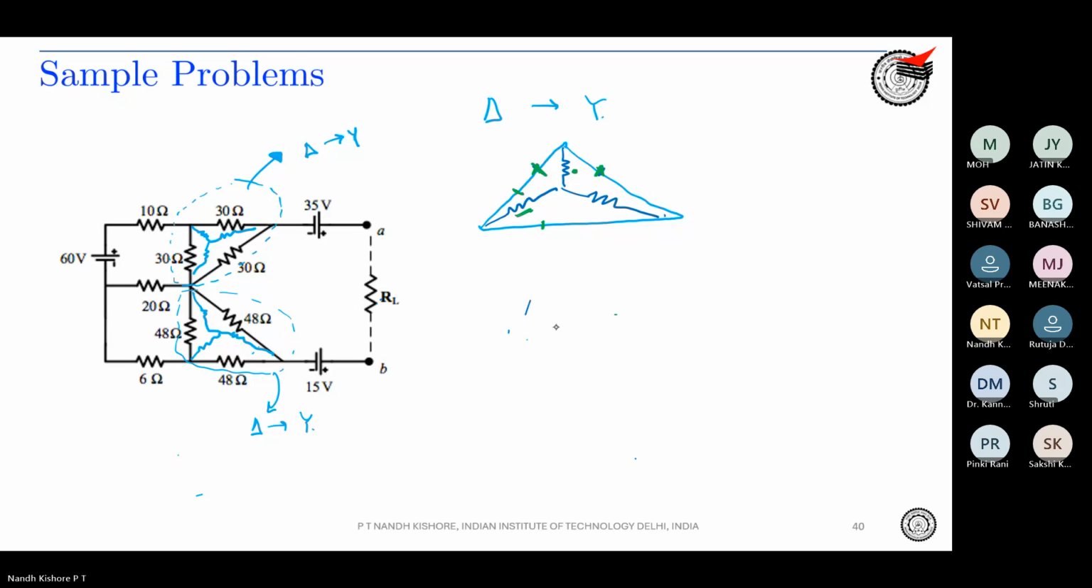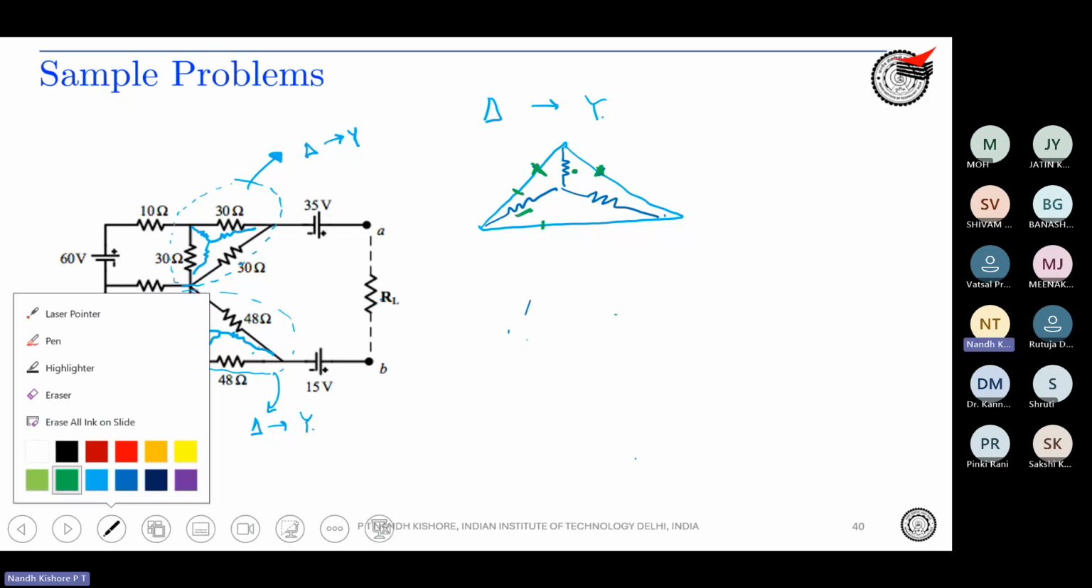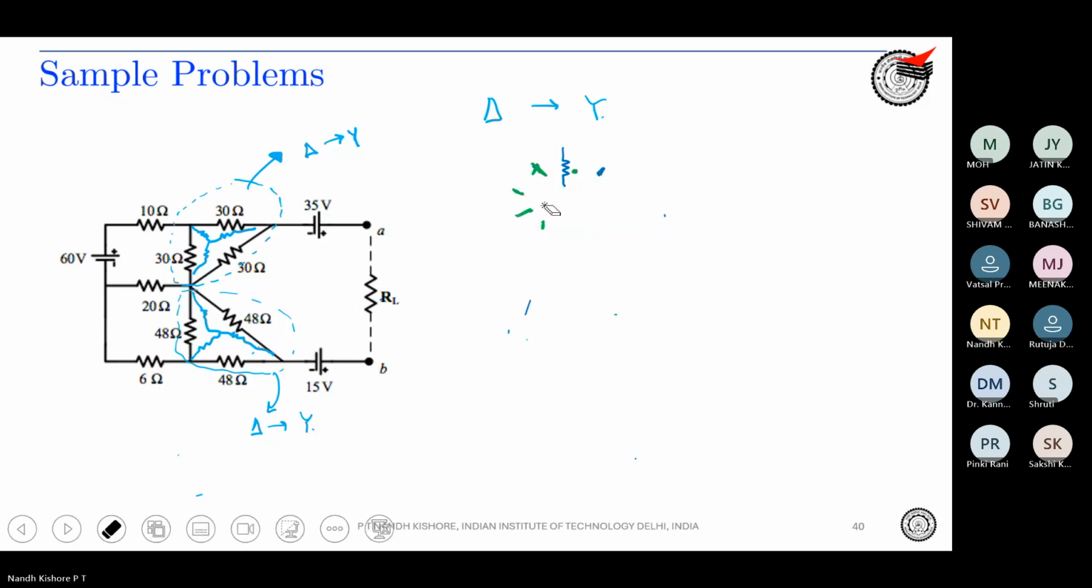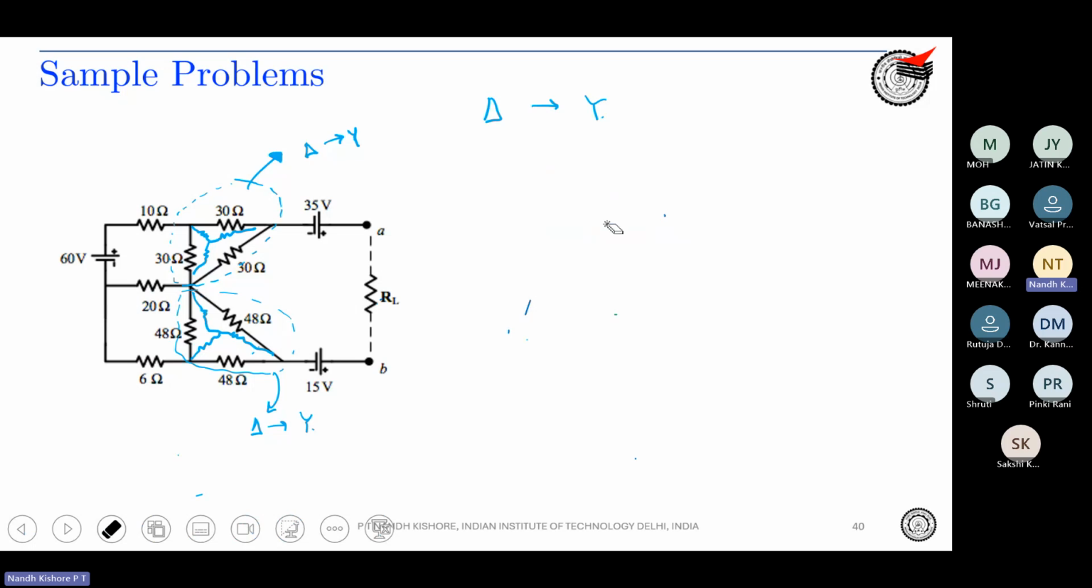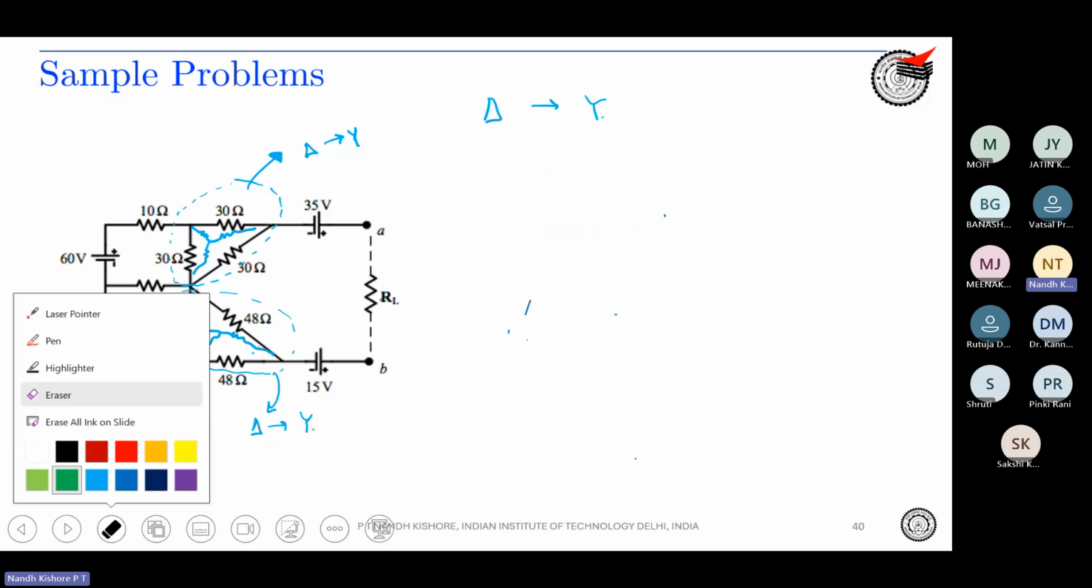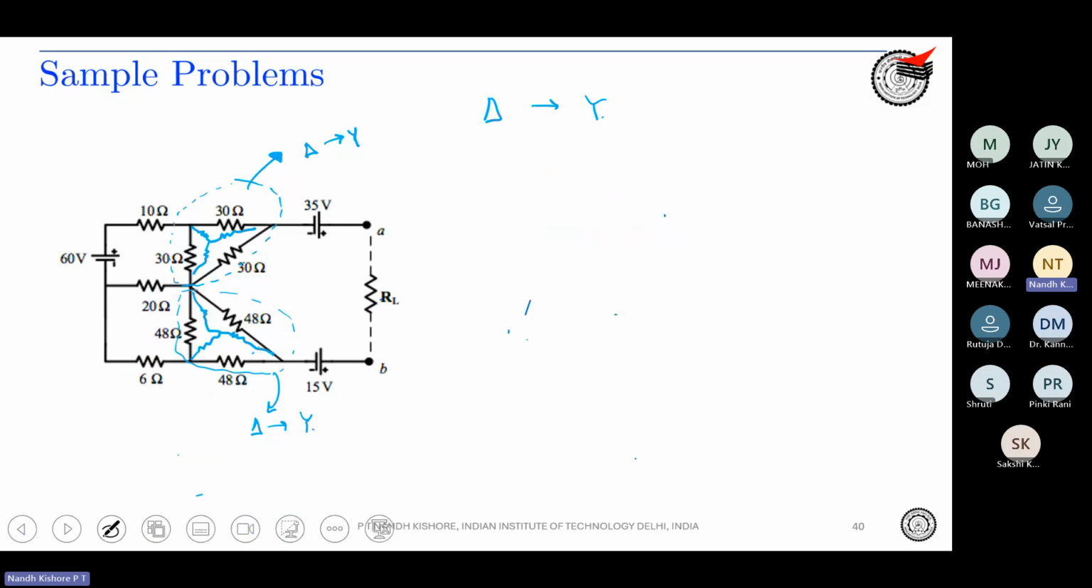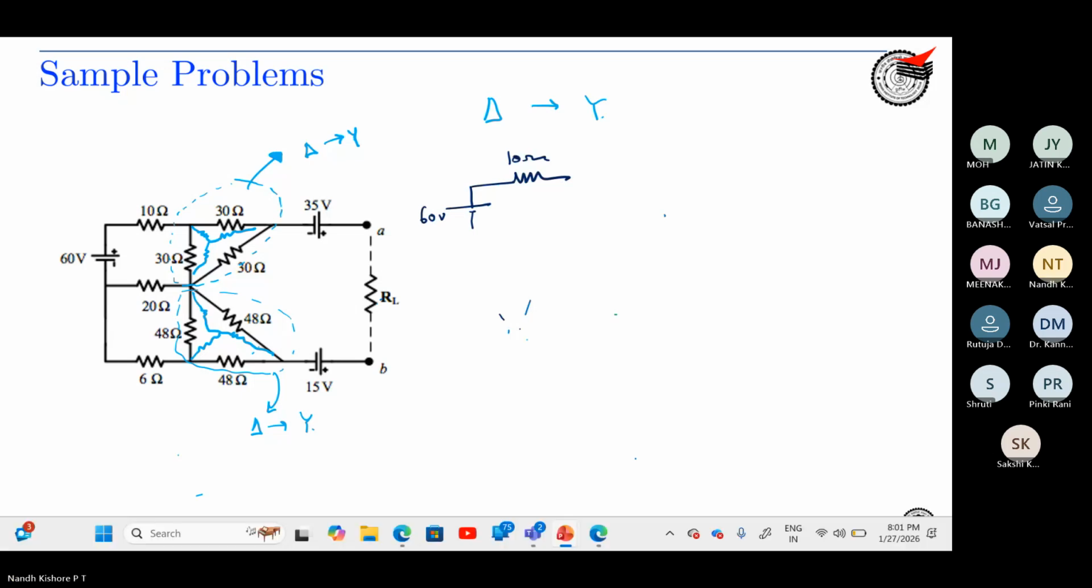Okay, fine. We are already short of time, so I will erase this. We will just do the star to delta transformation. So what you will end up with is basically 60 volts, 10 ohm, all right?